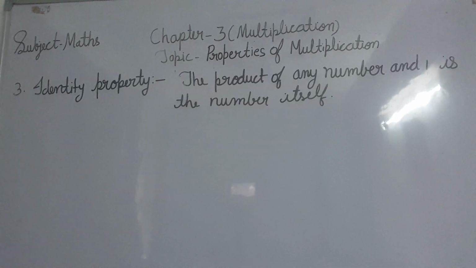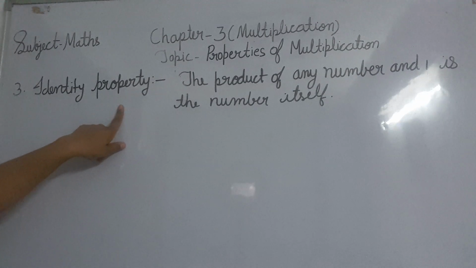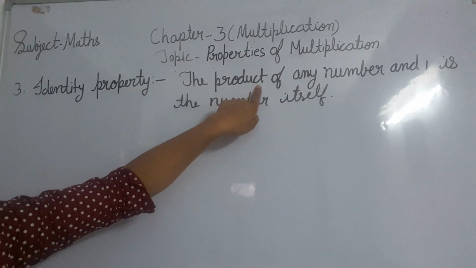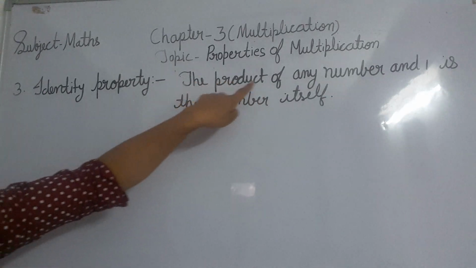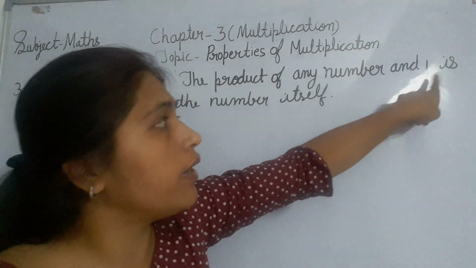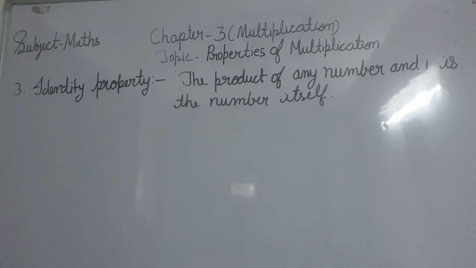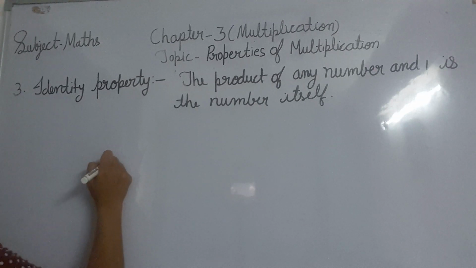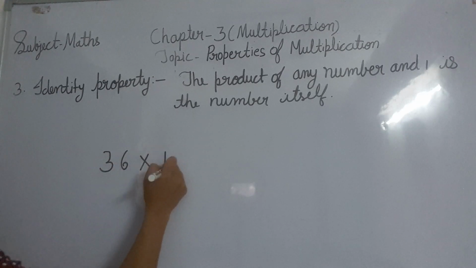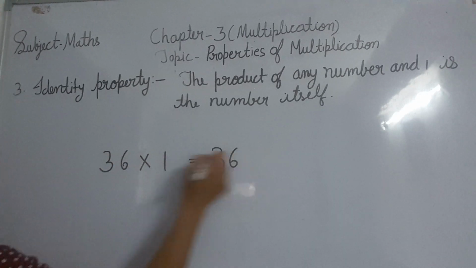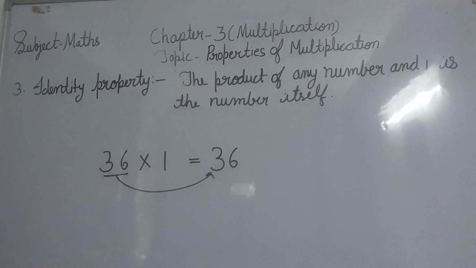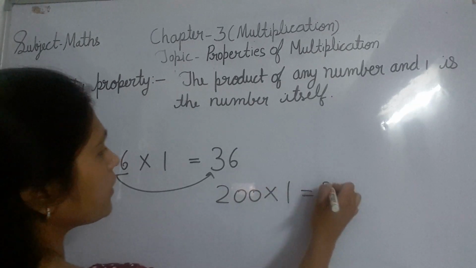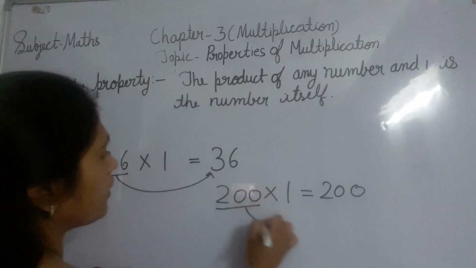The third property of multiplication is the identity property. Identity property: the product means the answer. When we multiply, whatever answer we get is called the product. The product of any number and 1 is the number itself. It means when we multiply 1 with any number, we'll get the number itself. If I take any number here, 36 multiplied by 1, you will get 36 only. The same number you will get here. If I take 200 multiplied by 1, you will get 200 only. Yes, you will get the number itself.